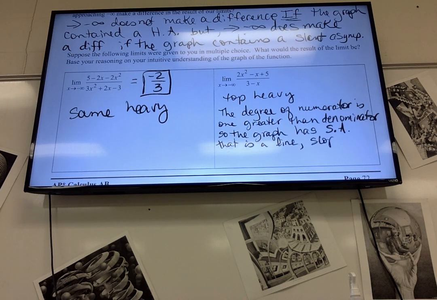The slope of that line is positive 2 over negative 1, so it's negative. Yeah. So, if it's negative, then that line is falling.